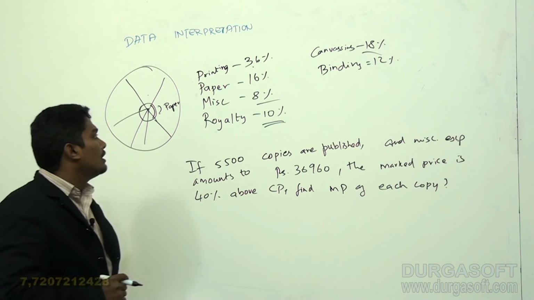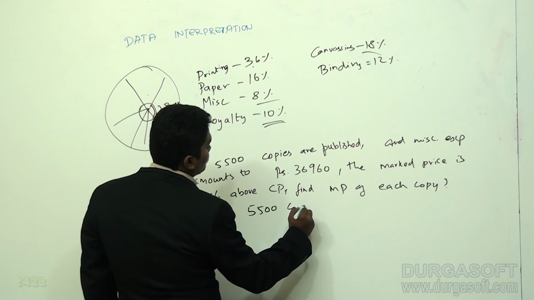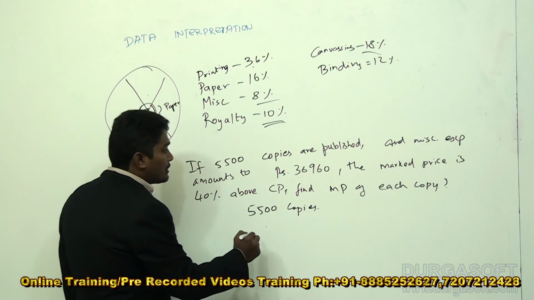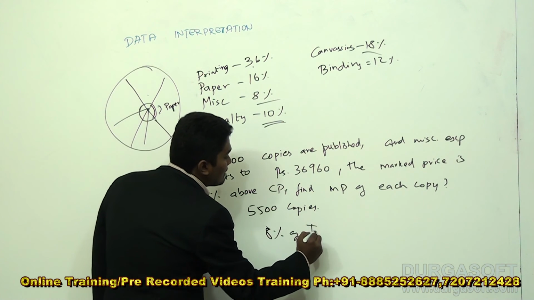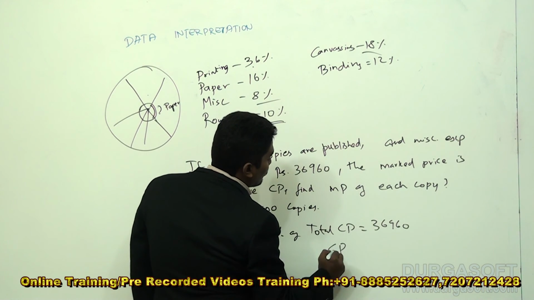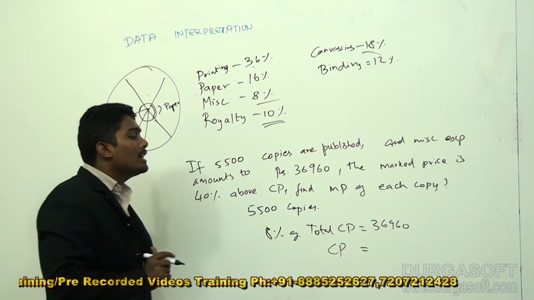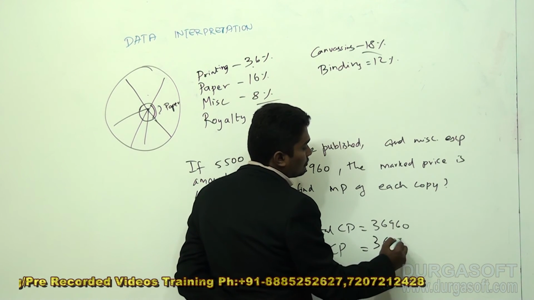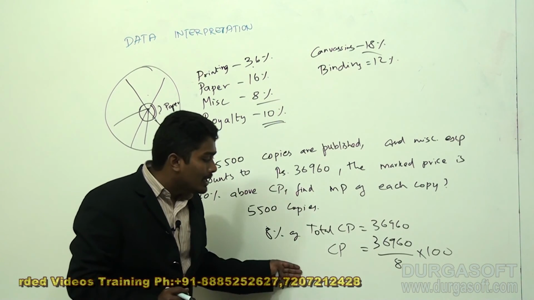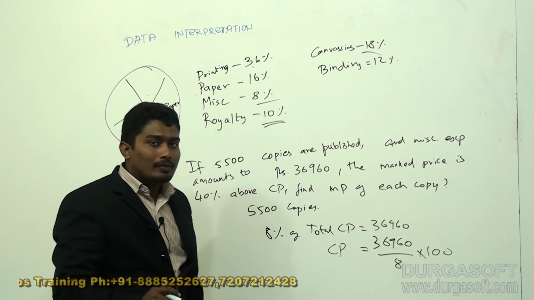Now I know that there are 5500 copies. The miscellaneous expense is nothing but 8%. So 8% of total CP, total cost price, is given as 36,960. Then what will be the cost price of all the 5500 books together? It will be 36,960 divided by 8 into 100, because 8% of CP is 8 into CP by 100. When I bring 8 to the other side, it will become 36,960 into 100 by 8.